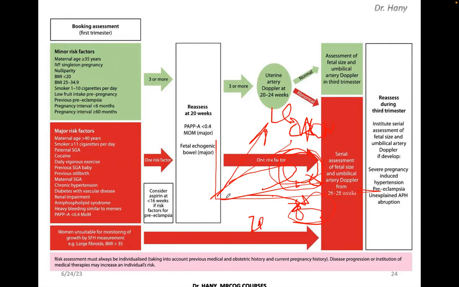So this is the summary. Serial assessment, I will put it from here. Once I have a risk factor, I will put a serial growth scan from 28 weeks, every 3 weeks.